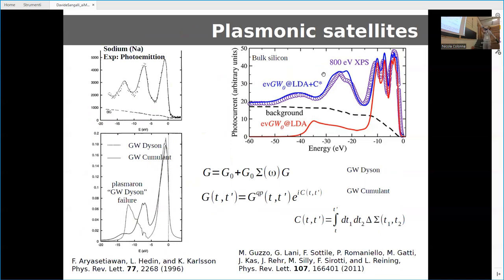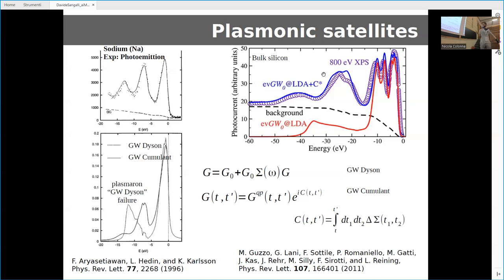So here on the left is again taken by this pretty old paper. You see the photoemission spectrum of sodium. This is the quasi-particle peak, and these two, which are rather big, are plasmonic replica. And below you see what you can get with GW. So the first one, the dashed line, is the GW from the Dyson equation. And here you already see that GW has a satellite, but in the wrong position, in between the two satellites. And indeed, this GW satellite is what is called plasmaron.